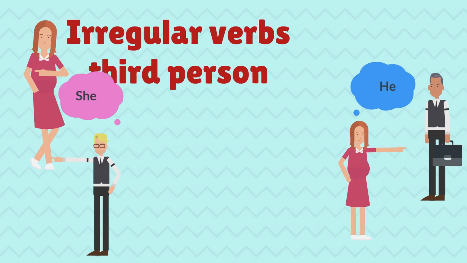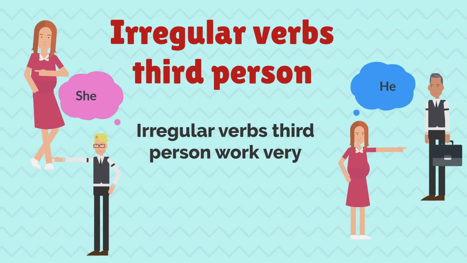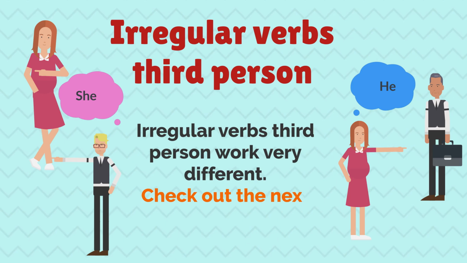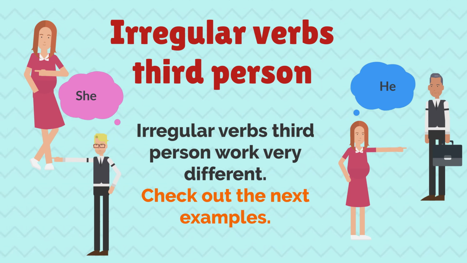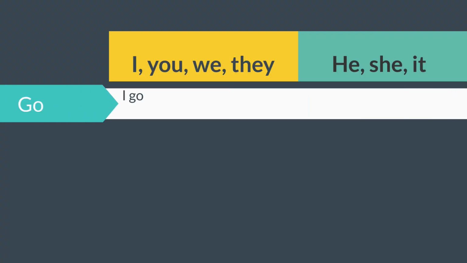Irregular verbs, third person. Irregular verbs third person work very different. Check out the next examples. I go. You go. We go. They go. He goes. She goes.